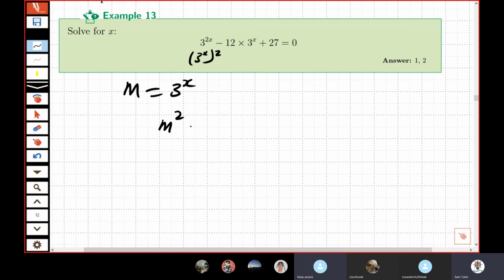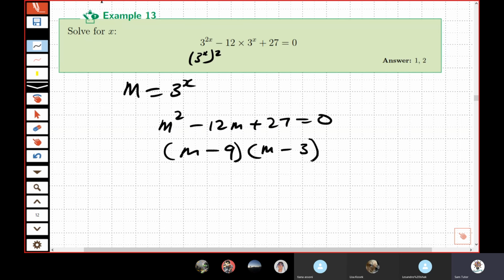m squared. Beautiful. Minus 12 times m. Yes, 12. Plus 27. And then factorize. 27, 12. 9 and 3. Take away 9. Take away 3. m equals 9. m equals 3. 3 to the x is 9. 3 to the x is 3.